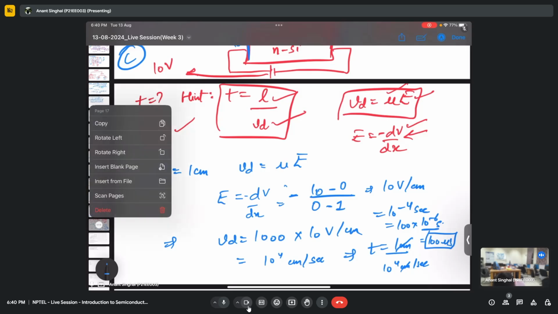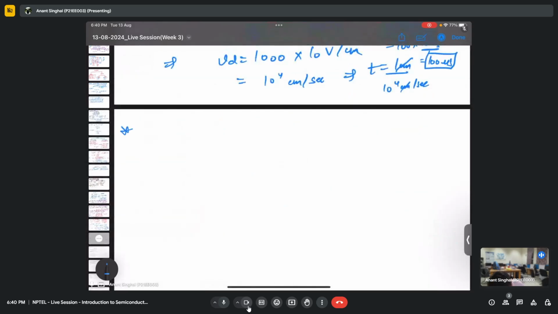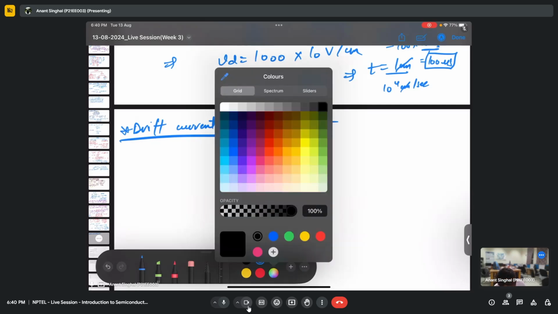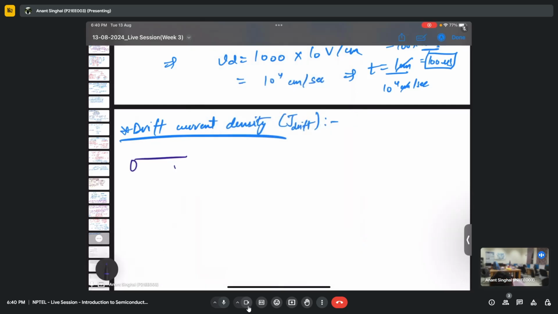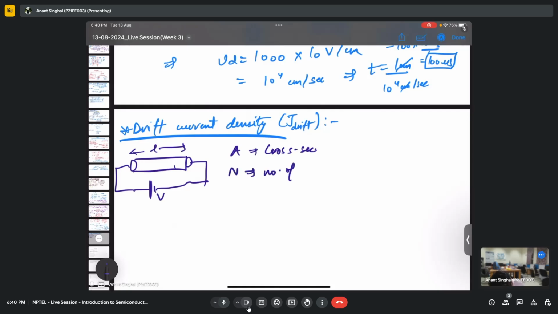So let's move forward. Since we have already covered the drift part, we can quickly have a relation for the drift current density, which is denoted by J drift. So let's say we again have a rod with an applied voltage V. Let's say it is of length L and cross-sectional area A. N is, let's say, the number of electrons that we have in the conductor.